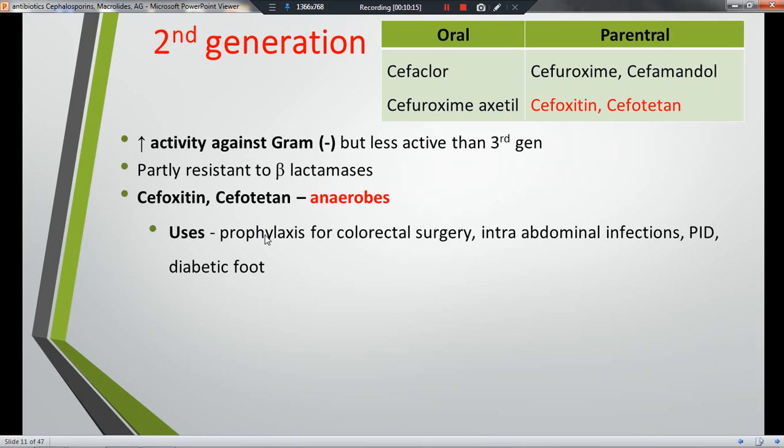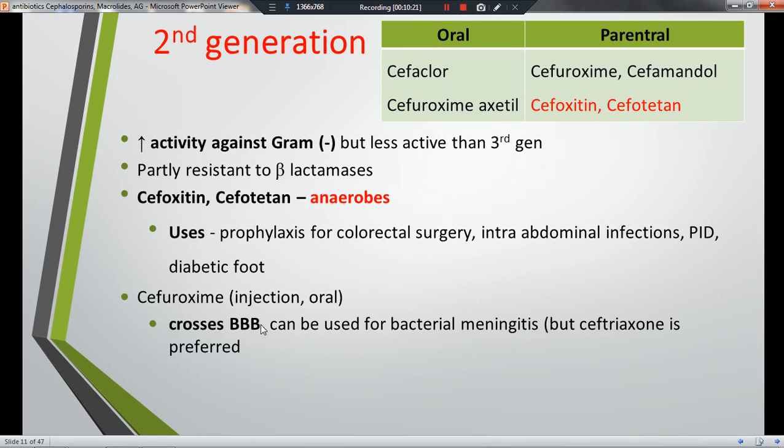Other than that, we use these agents, cefaclor, cefuroxime axetil and all, for uncomplicated UTI and URTI. Another advantage of cefuroxime is it can be given both orally and by injection. It can cross the blood-brain barrier, so you can give it in meningitis, but you prefer third generation cephalosporins rather than cefuroxime for conditions like meningitis.